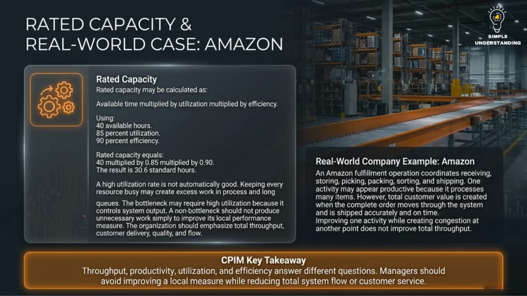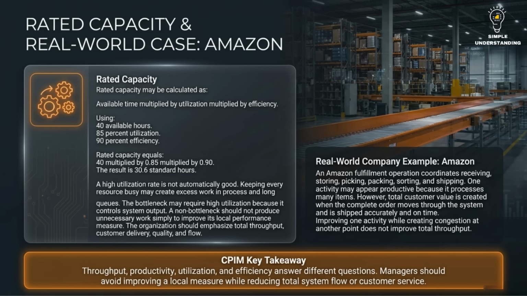Rated capacity. Rated capacity may be calculated as available time, multiplied by utilization, multiplied by efficiency. Using 40 available hours, 85% utilization, 90% efficiency, rated capacity equals 40 multiplied by 0.85 multiplied by 0.90. The result is 30.6 standard hours.